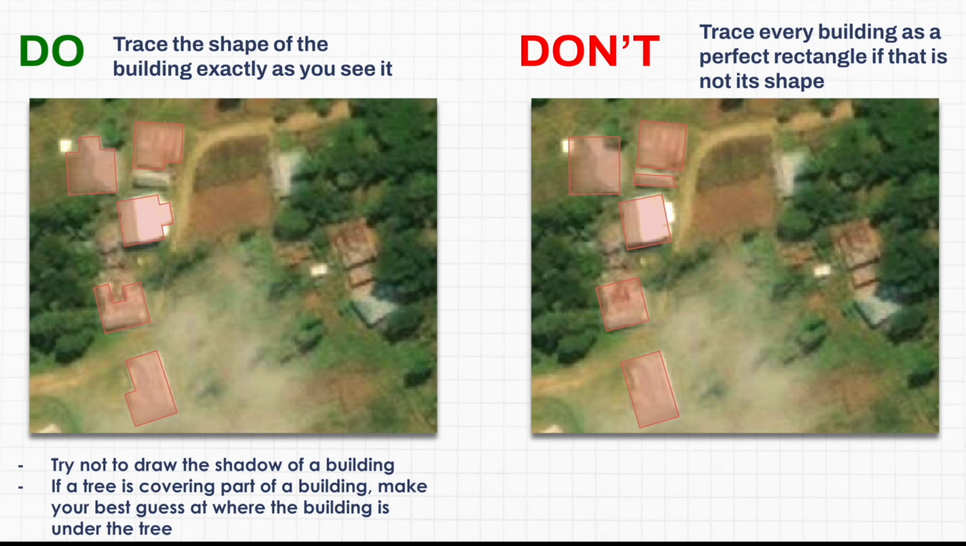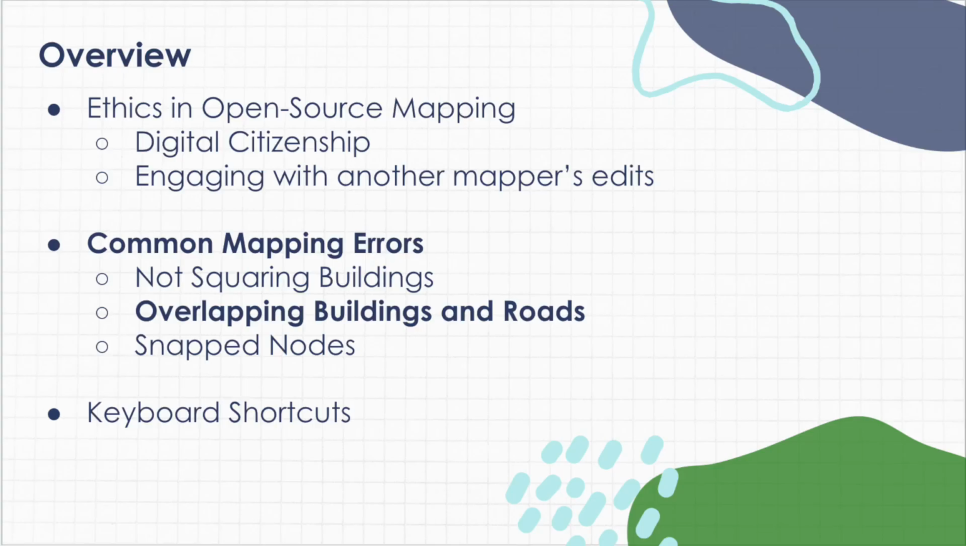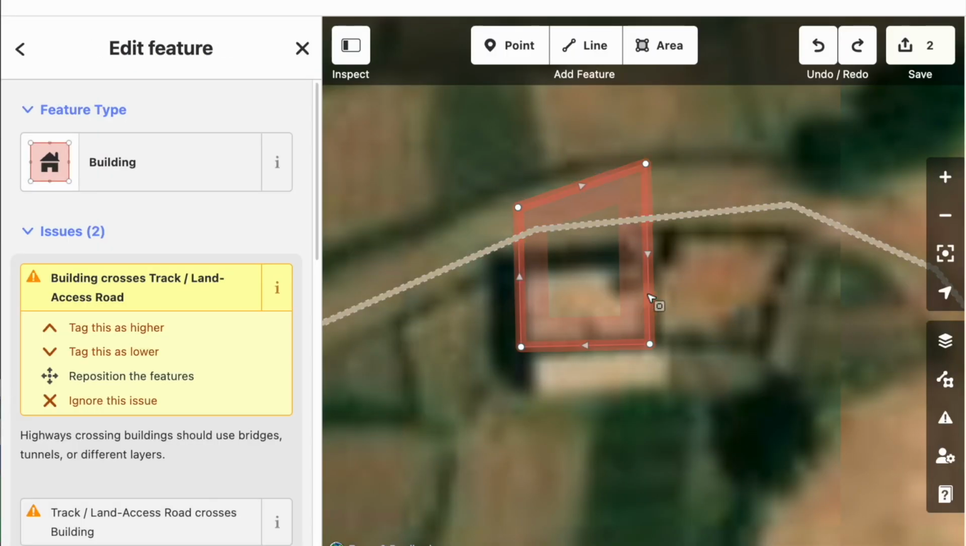On the left-hand side, you could see that some of the buildings have little bits that jut out, like a porch or there's an indentation. Make sure you accurately portray those details when tracing a building. Another common error that we see a lot is that mappers trace buildings and roads so that they're overlapping. But in real life, I have never seen a building overlap a road, so let's go ahead and fix that.